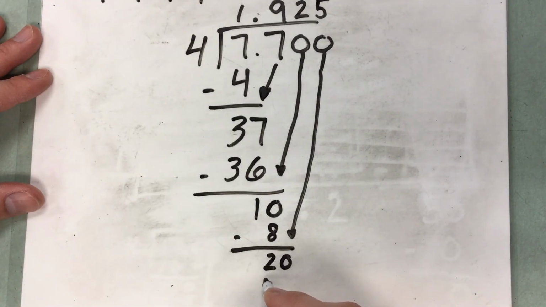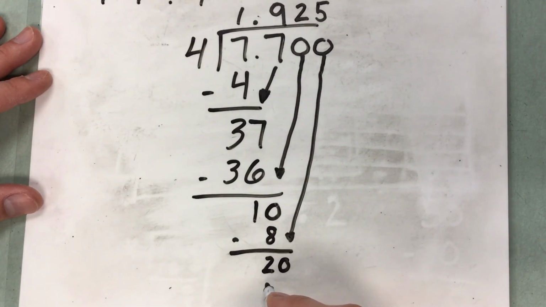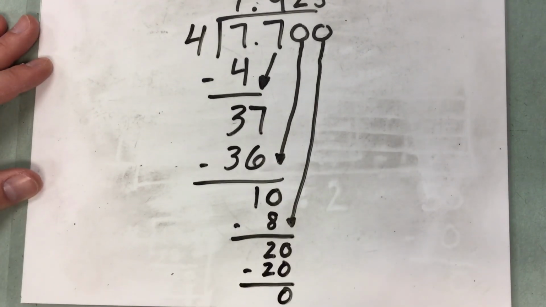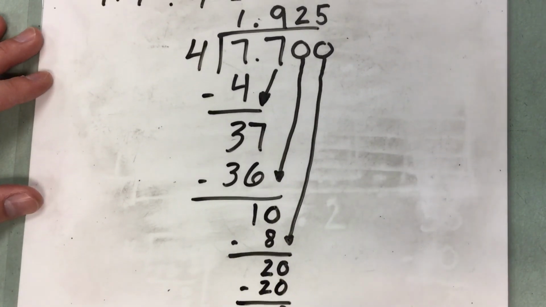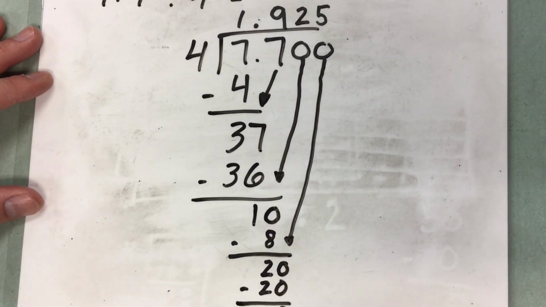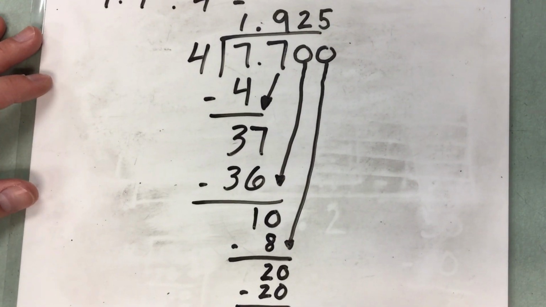How many of those thousandths would I use if I divided equally into those 4 groups? I would use all 20. So in our standard algorithm, our answer is 1 and 925 thousandths.